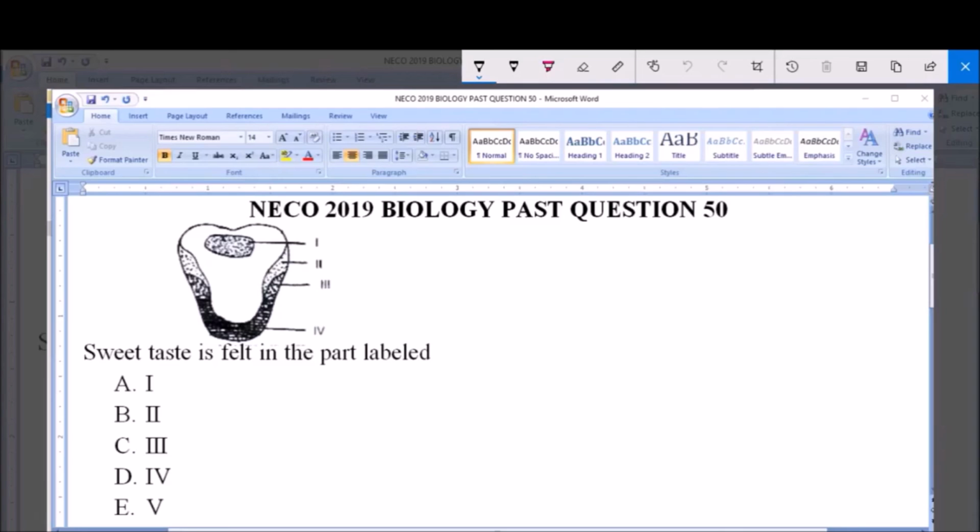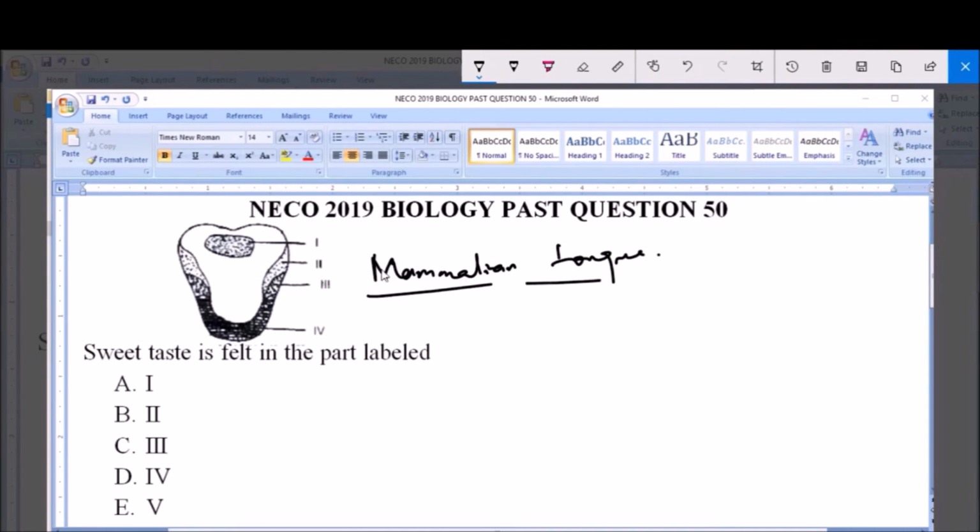I will be answering Neco 2019 Biology Past Question 50. Sweet taste is felt in the parts labeled I, IV, and V. Now this is the diagram. This diagram represents what? The mammalian tongue.